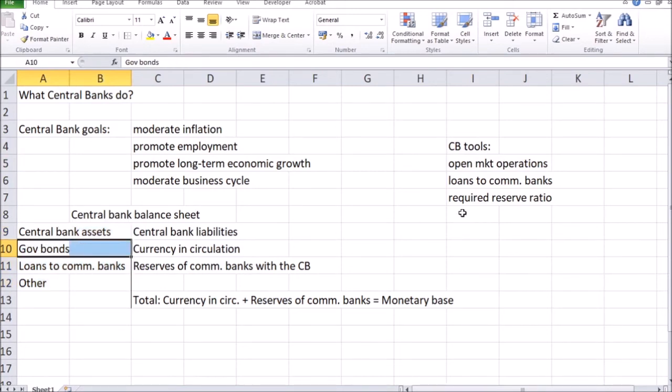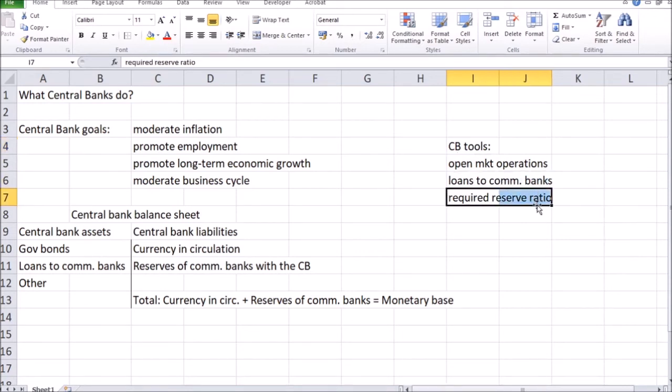Another tool that central banks have is providing loans to the commercial banks. This tool is also contained in the phrase that states that the central banks are the lender of last resort to the commercial banks. What it means is if the commercial banks don't have any other source of liquidity that they can resort to, they can always come to the central bank and ask for liquidity, because it's the central bank that can simply print money into existence, providing that liquidity to the commercial banks.